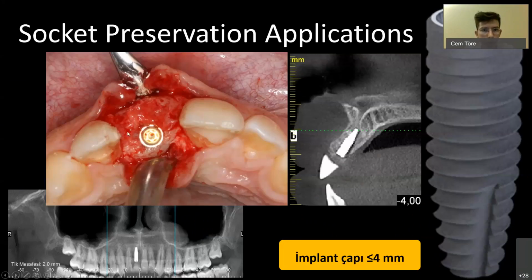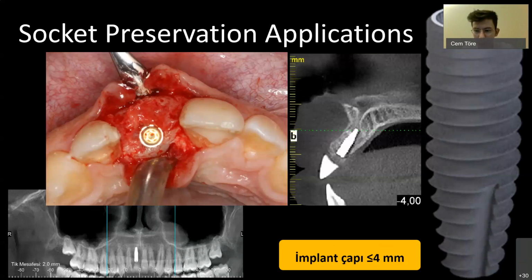Now for socket preservation applications, as we see again, buccal bone, as we stressed it, is very important. Another very important thing in the aesthetic area, we will talk about it again, but I will say it here first. Implant diameter is very important. We never, and I stress this, never use implants with a diameter of 4 or more in the aesthetic region. We can use 3.0 millimeter, as 3.0, 3.3, 3.5, 3.8, whatever your implant system supports, you should use that implant with a smaller diameter than 4 millimeters.